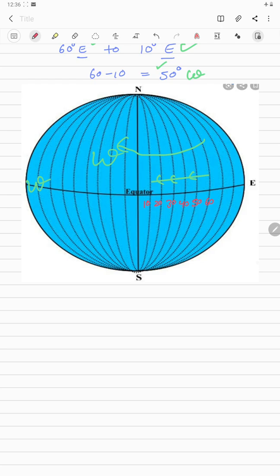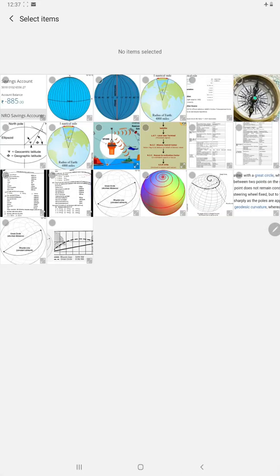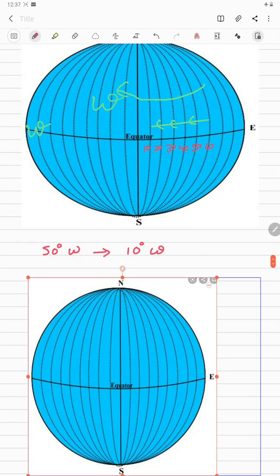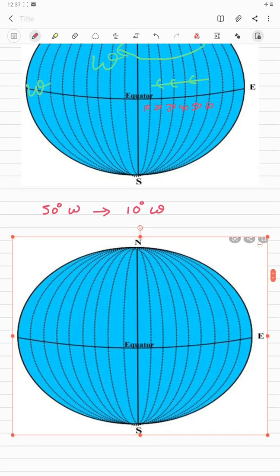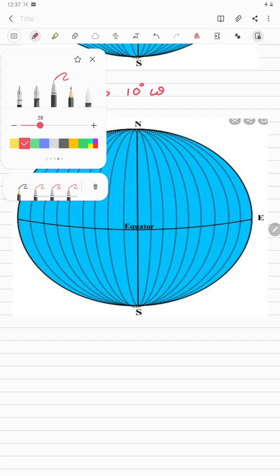Okay, so let's take an example, and let's say we are moving from the 50-degree west longitude towards the 10-degree west longitude. So how are we going to solve this problem? Very simple. Again, I'm going to take up the diagram. All right, so we have another diagram up here. Let's scroll up a bit and mark our meridians.